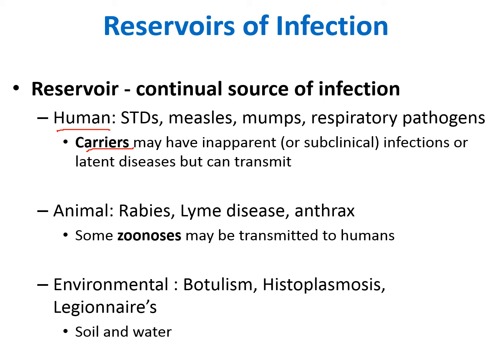Animals can also be reservoirs. They are able to transmit diseases like rabies, Lyme disease, anthrax, to each other or to humans. Diseases that are transmissible to humans under natural conditions from vertebrate animals are called zoonoses. Zoonoses. So these are, again, animal diseases that can be transmitted to humans under normal natural conditions.